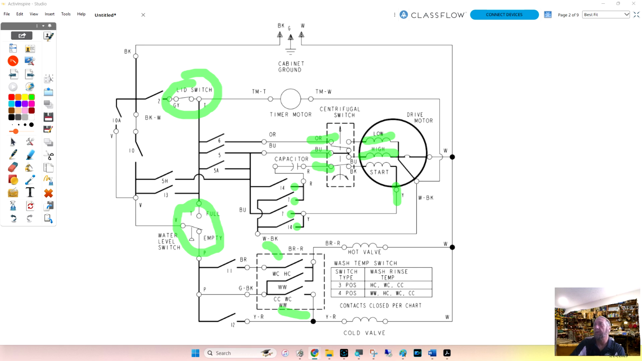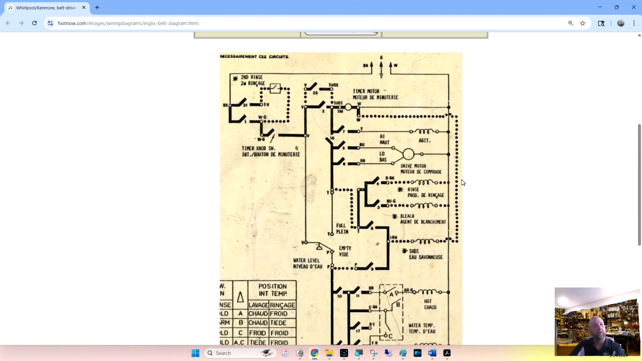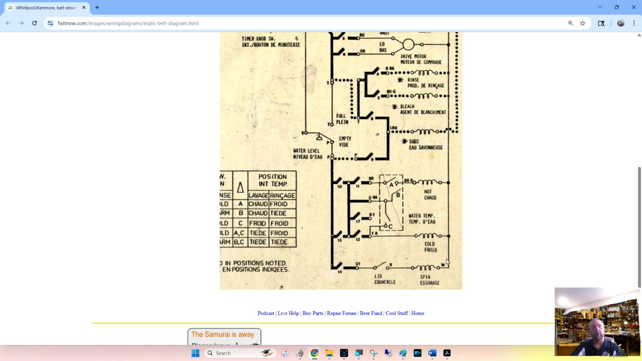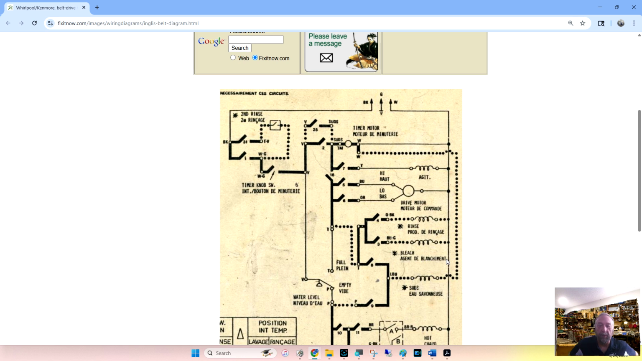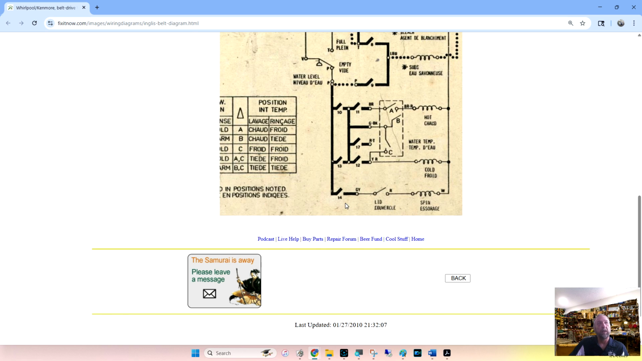I got it from Mr. Samurai. We're members on his site as well. If you look at this, this is the old belt drive washer. I want to point a couple things out, because remember, the more you practice on diagrams, the easier they're going to be to read. If you look right here, blue goes to the high speed on the motor, orange goes to low speed, and number 7 here, the timer switch, is agitate. Number 5 in the timer was the high speed in the motor, number 6 was the low speed, and number 14 down here was the spin.